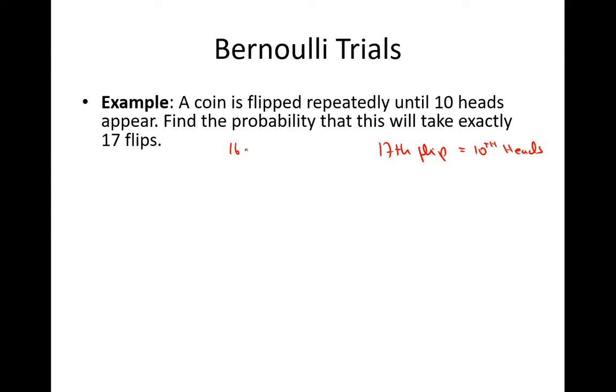There are 16 flips in which I have to get 9 heads. See that? And that is where I'm going to bring in my Bernoulli trial. So the last one is already set for you. The 10th head has to be on the 17th time. So therefore 9 heads have to occur during the first 16 flips.